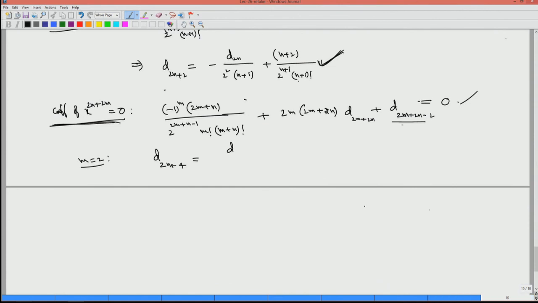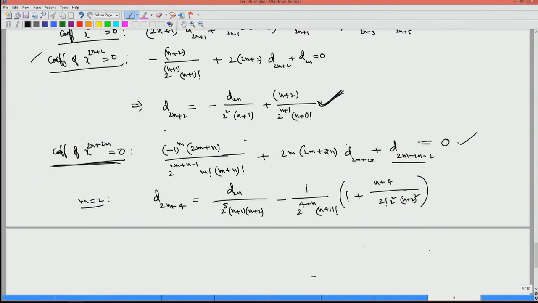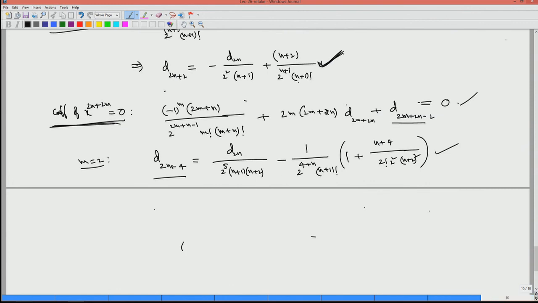Make use of this here and then finally you see that d2n plus 4 will be d2n divided by 2 power 5, n plus 1, n plus 2 minus 1, divided by 2 power 4 plus n plus 1 factorial into 1 plus n plus 4 divided by 2 factorial 2 square, n plus 2 whole square. So, do not worry about all this. What you are seeing is d2n plus 2 is in terms of d2n, d2n plus 4 will be in terms of d2n. Like that you will get. So, d2n plus 6 will be in terms of d2n, something else you will get.